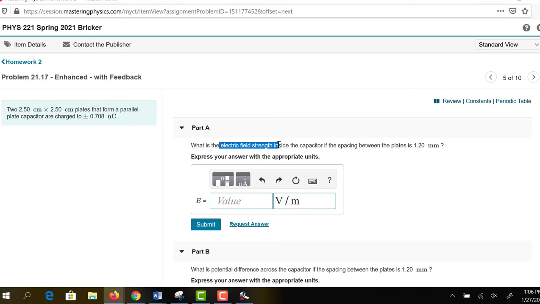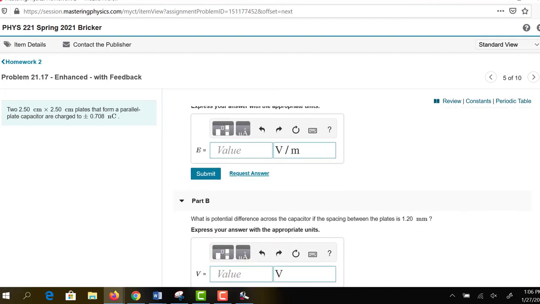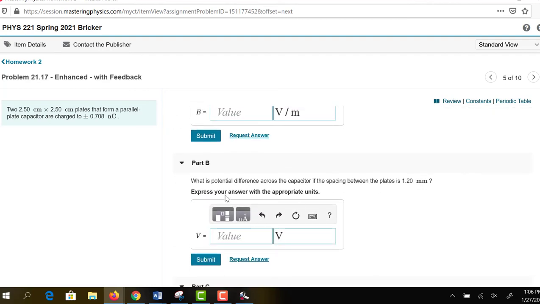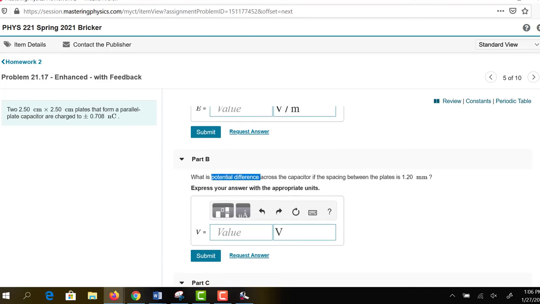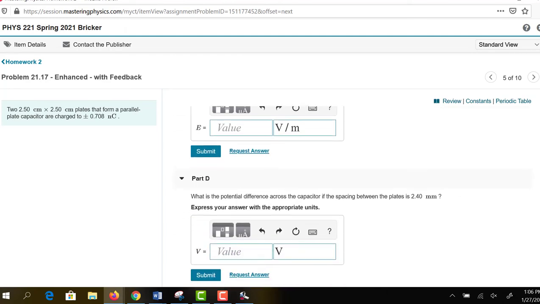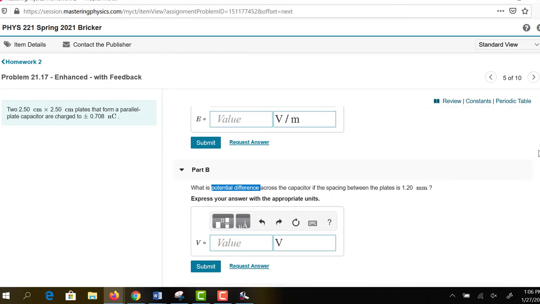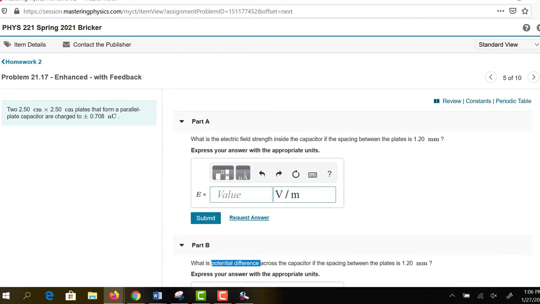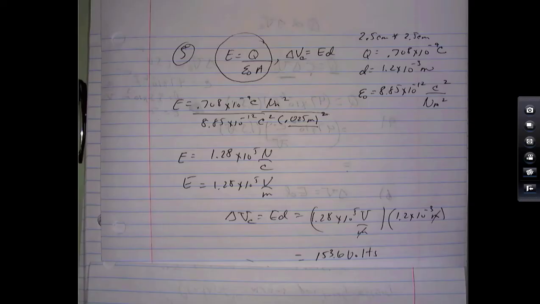So the electric field strength, this really goes back to the previous chapter. If the spacing between them is 1.2 millimeters, and then part B, what is the voltage, or in other words, potential difference across the capacitor? This really is from this chapter. Let's see what C and D call for. Electric field if the separation is 2.4 millimeters. Okay, so similar problem with C and D. So let's take a look at A and B.